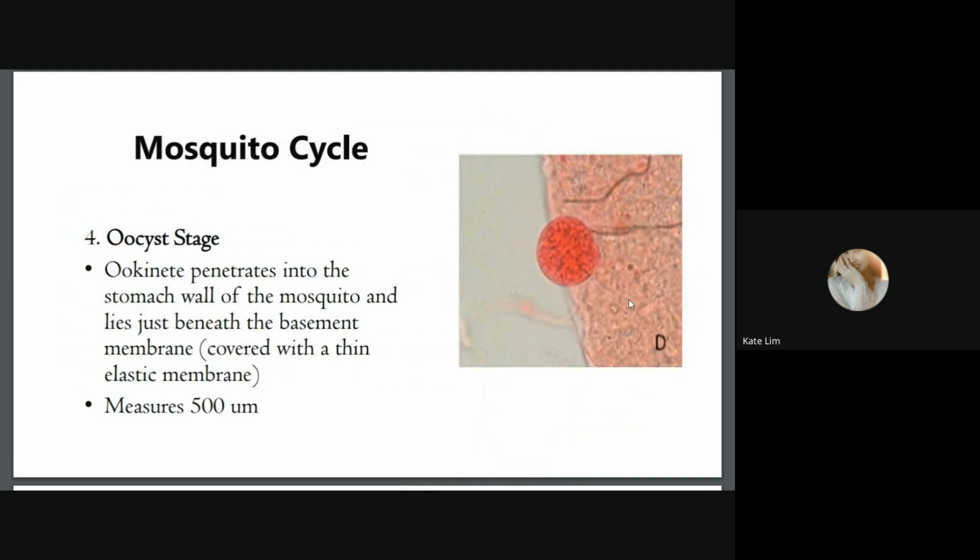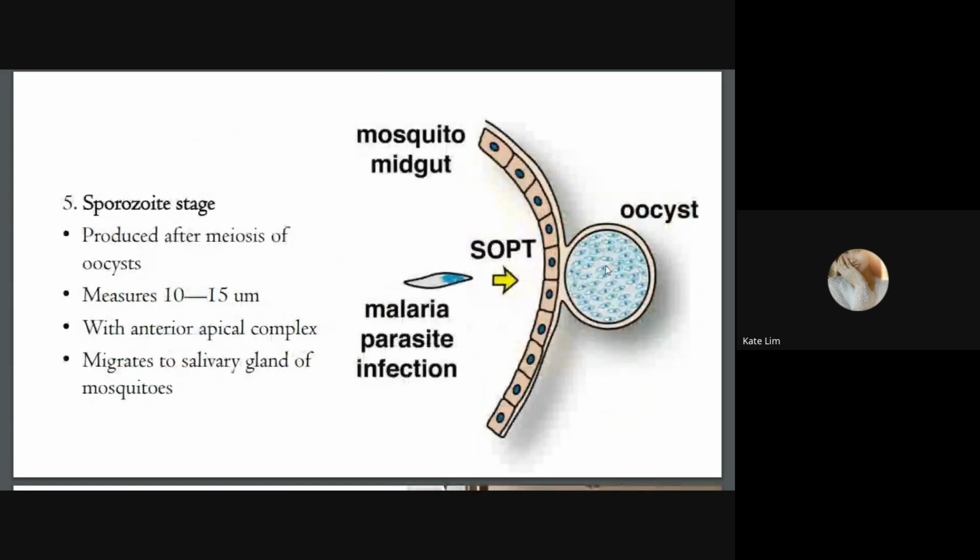So again, your oocyst would undergo the process of sporogony or meiosis. After sporogony happens inside the oocyst, the parasite produces sporozoites. If you have remembered, your sporozoites right here are the infective stage of the Plasmodium species. Your sporozoites have an anterior apical complex that would help them invade the host cells.